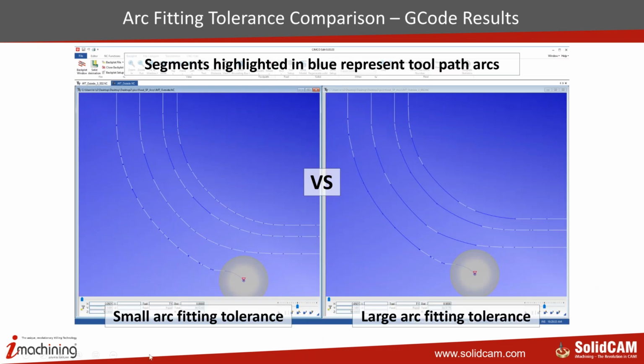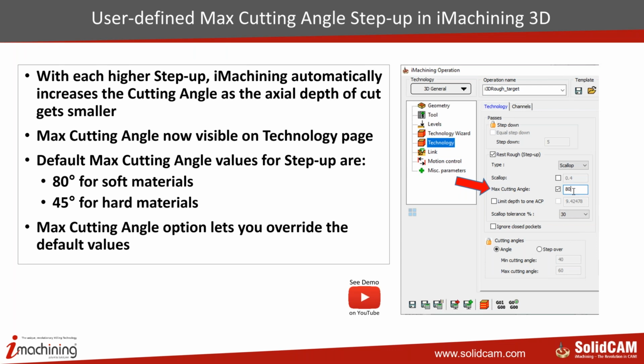So this is what it does when you have a small curve fitting tolerance, and this is a large arc fitting tolerance. You can see the number of points it has taken. The segments highlighted in blue represent the toolpath of the arc here. The left-hand side one is a small arc fitting tolerance, and the right side one is a large arc fitting tolerance. So the number of points will be reduced, your G code length will be reduced, and you can use this G code for older machines where you have limitations on the CNC controller memory.